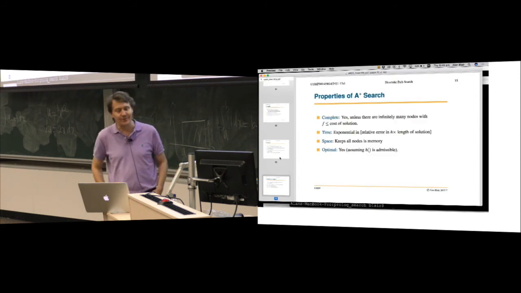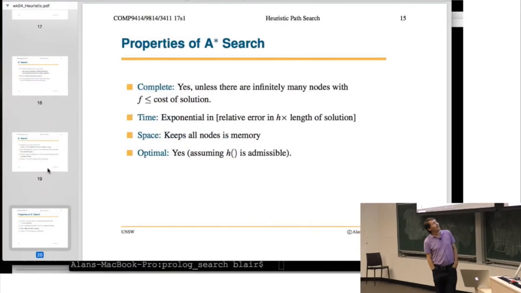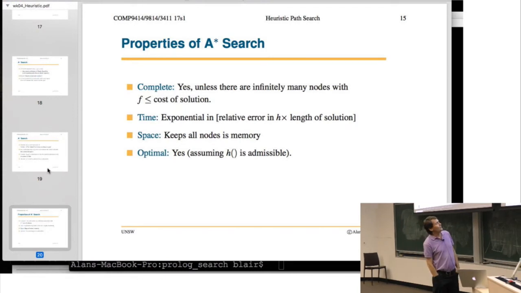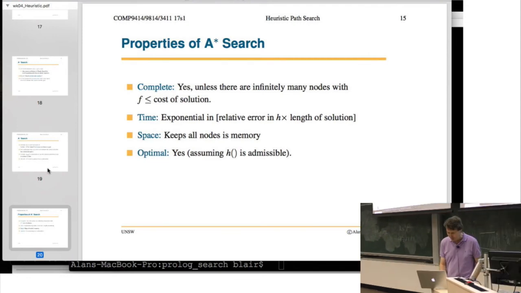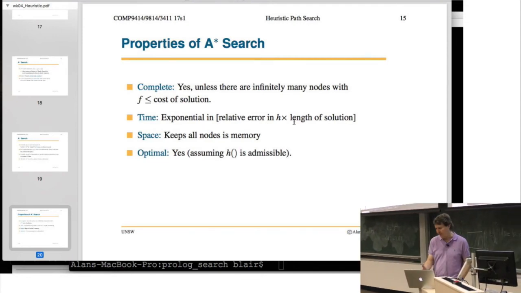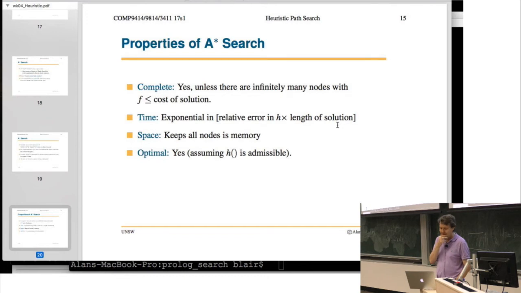Okay, so properties of A-star search. Yes, it is complete. It's guaranteed to find a solution. The time complexity is a little bit complicated, but there are ways to estimate it, if you can estimate the relative error in the heuristic and multiply it by the length of the solution. But it's still exponential, but usually it's a lot fewer than breadth first search. So again, it's an issue of the worst case versus the normal case.